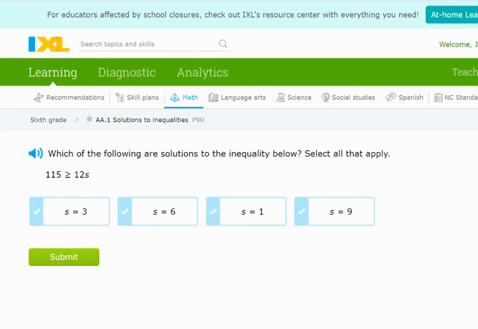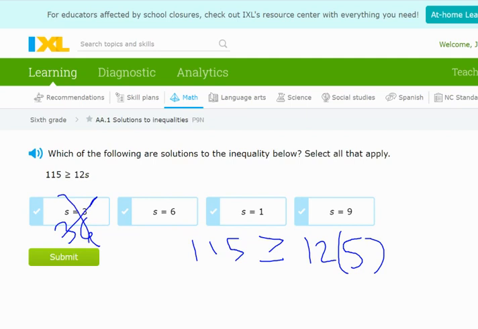In the next problem, it says 115 needs to be more than or equal to 12s. 115 needs to be more than or equal to 12 times s. And so if s is 3, then this would be 36. So that's not right. And if s is 6, 12 times 6 is 72. So that's not right. If s is 1, then it's just going to be 12 times 1 is 12. That's not right. But if s is 9, then I'm going to have 12 times 9, which is going to be 108, I think. So I'm pretty sure all of these are actually going to be wrong.